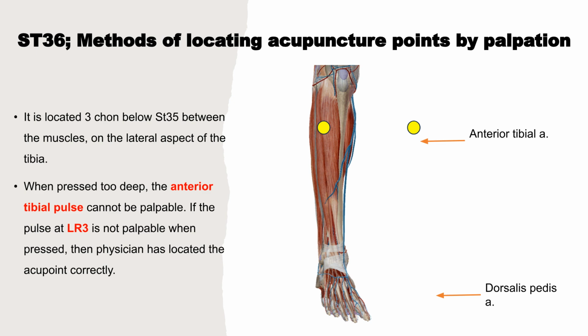ST36 is another critically important point. Traditional palpation involves measuring 3 cun, or tsun, below ST35, laterally on the tibia. But ancient texts also mention the arterial compression test at ST36, checking for pulse changes in the ankle area. If you press too deep, the anterior tibial pulse cannot be felt. This suggests the main blood supply around ST36 is the tibial artery, which runs between the fibula and tibia.